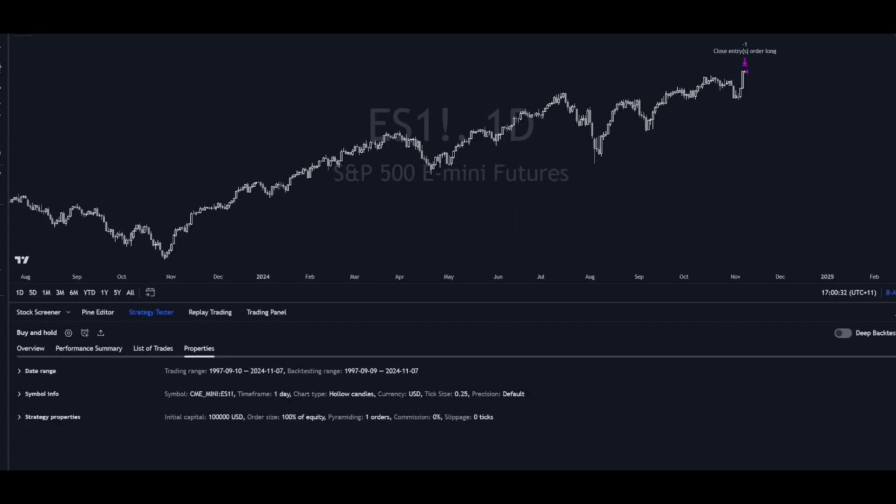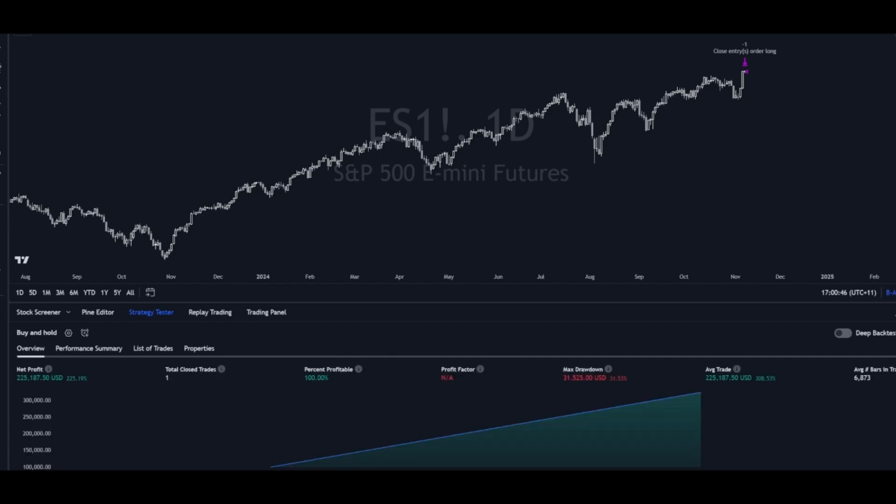Nonetheless, if we take the date range here of October 1997 all the way through to basically today's date, we can see that a buy and hold strategy has basically returned a net profit of 225,000 US dollars on one contract. Now, the max drawdown here is about 31.53%. And it's important to keep an eye on the percentages, because the actual drawdown amount will of course vary depending on the size of the account.